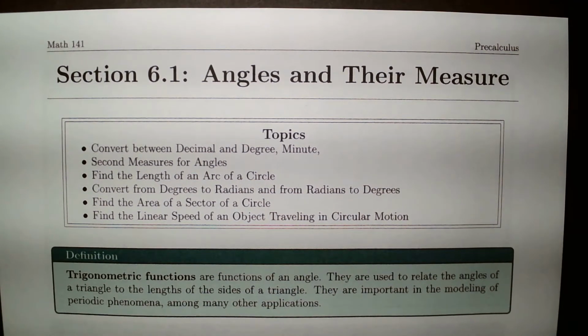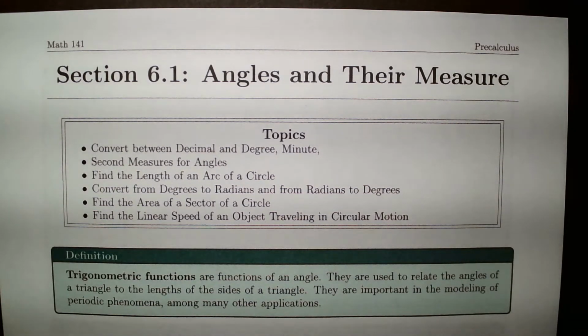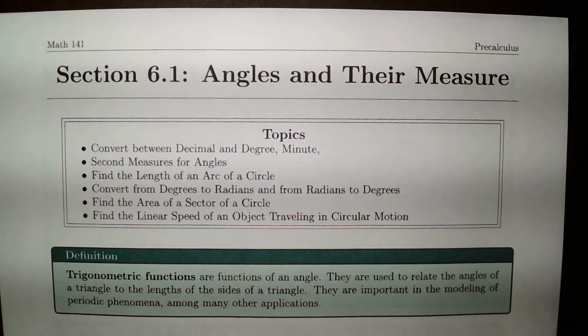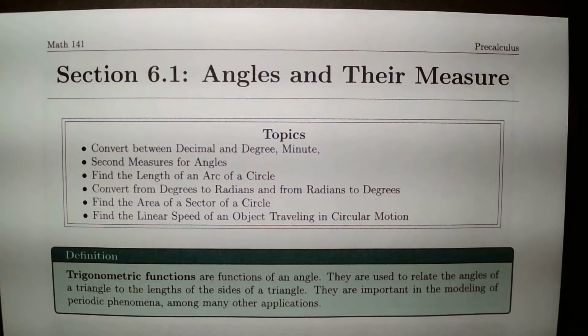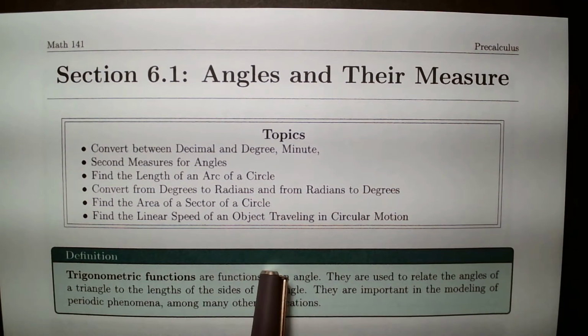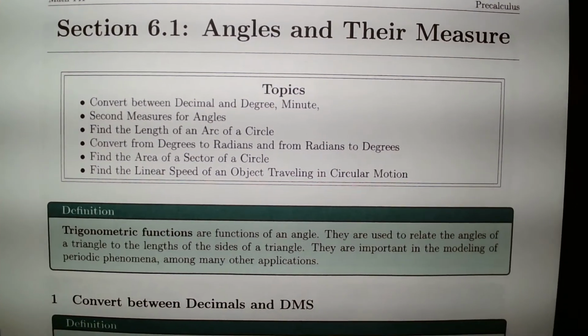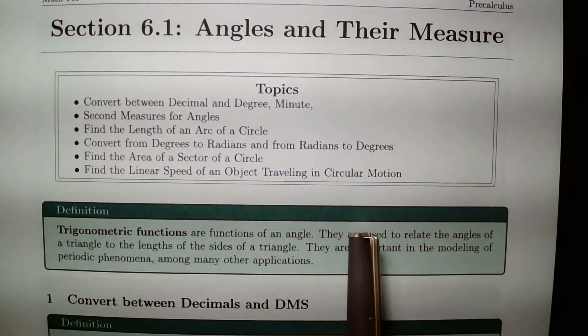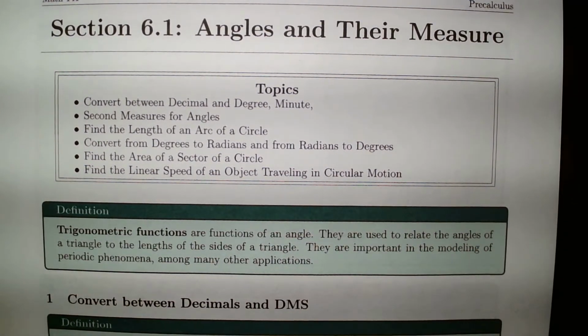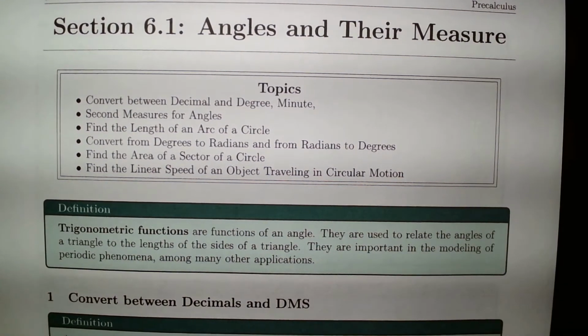Alright, so in this video we are going to go over section 6.1, angles and their measure. In these few chapters we're going to discuss most or pretty much all related to trigonometry. Let's define real quick what trigonometric functions are. Trigonometric functions are functions that are related to angles, and they're used to relate the angles of a triangle to the length of the sides of a triangle.